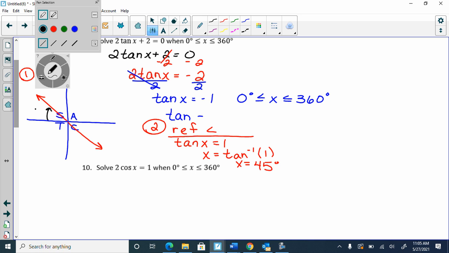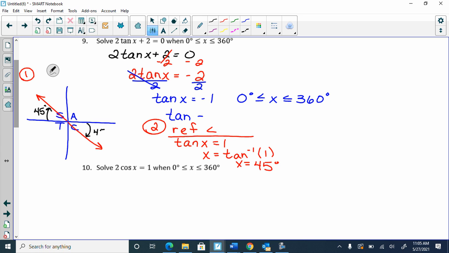So here's 45. And here's 45 as well. So we're just literally getting 2 answers this time. We're getting 1 in quadrant 2. We're getting 1 in quadrant 4. When we're in quadrant 2, we do x equals 180 minus 45. And we get 135.